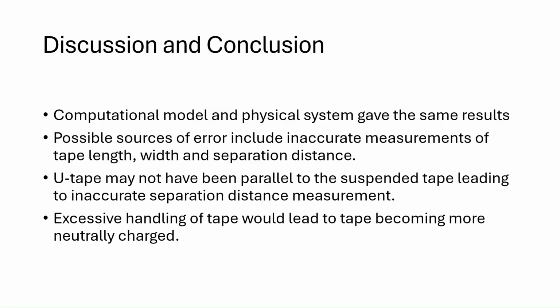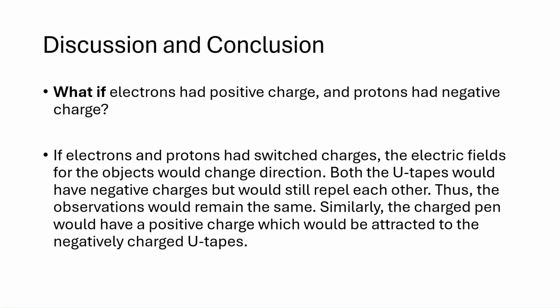However, possible sources of error include inaccurate measurements of tape length, width, and separation distance. This would lead to inaccurate calculations of charge and electrostatic forces. The held tape may not have been held parallel to the suspended tape, which would lead to an inaccurate separation distance measurement. Finally, any excessive handling of the tape would have led to the tape becoming more neutrally charged. This would lead to different magnitudes of charges on each tape.